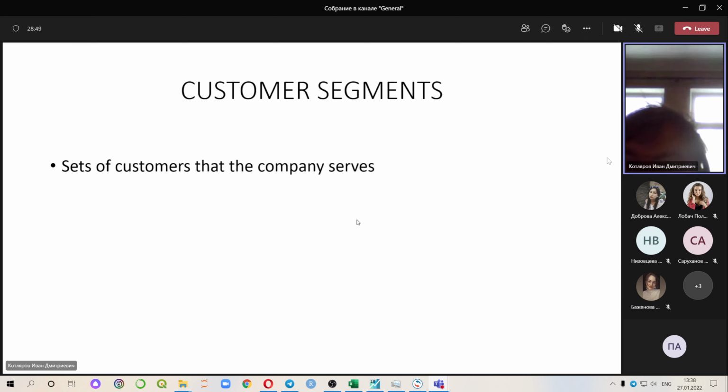So let's continue. What about customer segments? Now we go to customers, probably the key part of the key part of our business model canvas. Our customers can be divided into different segments. Do you remember what a segment is? We analyzed the notion of segments during our lectures on digital marketing, but I'm not sure you remember it. What is a segment, guys?